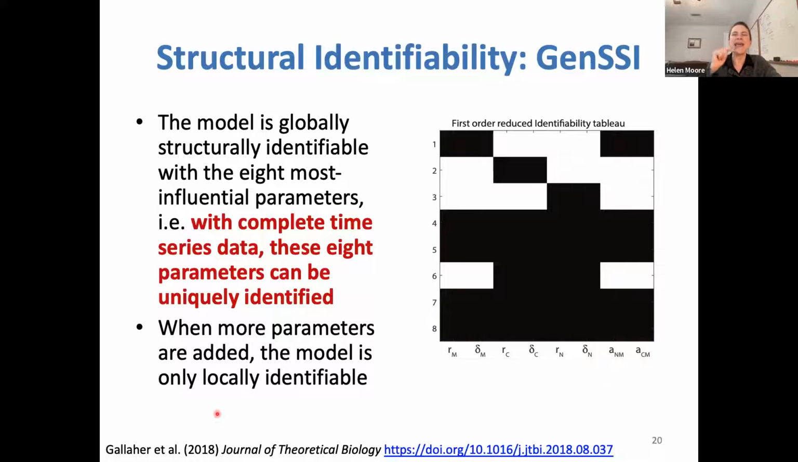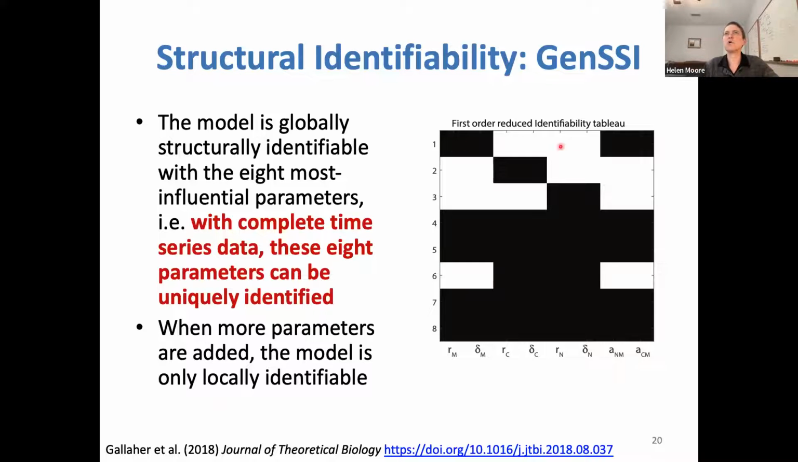And anytime we added one more on those lists of the most influential parameters, we got an answer that says it's definitely not uniquely identifiable. It's only locally identifiable. And so this is just the representation from GenSSI, and it represents a little of what I was saying for the mathematicians.